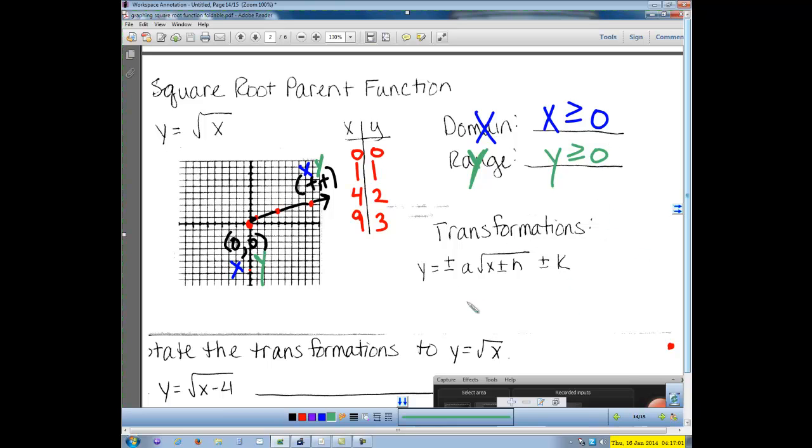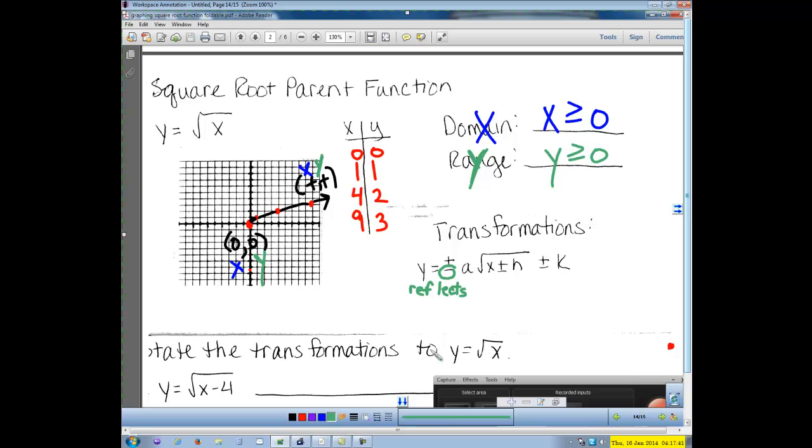Let's look at the transformation function. We've seen this before also. Y equals plus or minus a times the square root of x plus or minus h plus or minus k. Remember, if there's a minus sign, it reflects the graph over the x-axis.